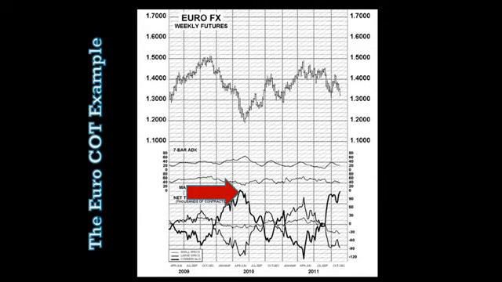Which soon after basically created an extreme net long position, as you can see here. And if you go straight up from that point and you see where price was, it traded down to the 120 figure and made a long-term low and traded off very aggressively.